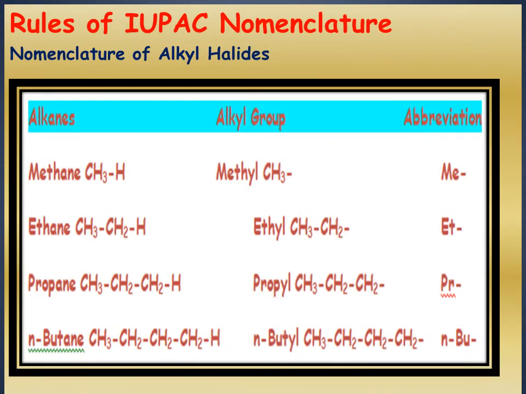The alkyl group is obtained by removing one terminal H atom from an alkane. The -ane of alkanes is replaced with -yl. Some examples are shown below.